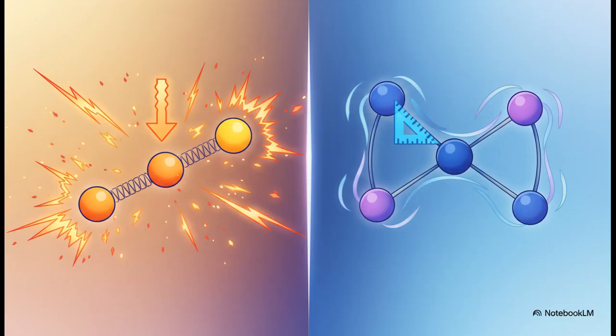So we can pretty much group all this wiggling and jiggling into two main dance moves. On the one hand, you have stretching. This is where the atoms move back and forth right along the bond, kind of like you're pulling and releasing a spring. This one's a pretty high energy move. On the other hand, you've got bending. This is where the angle between the bonds changes. It's a much lower energy move, more like a subtle sway or a shimmy.